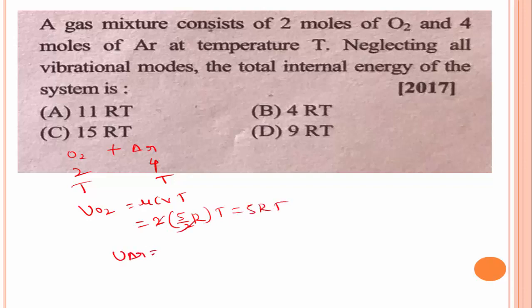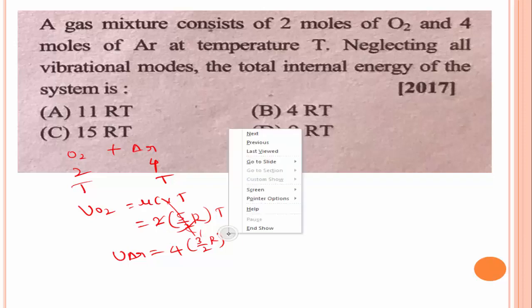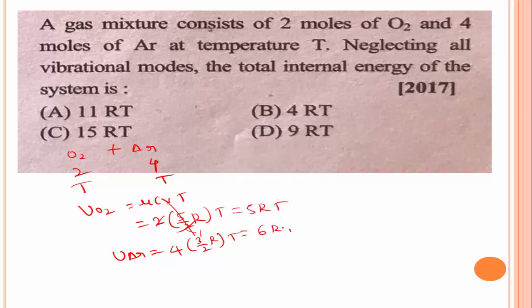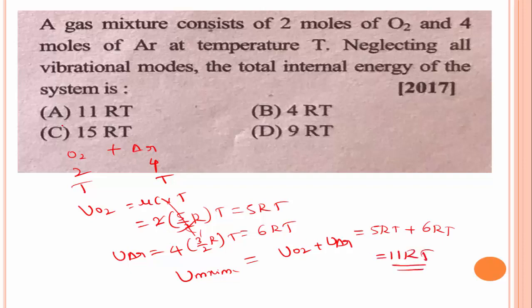For argon, it has 4 moles. It is a monoatomic gas molecule, for which Cv is 3 by 2 R. So 4 into 3 by 2 R into T is equal to 6RT. Then the internal energy of the mixture is the internal energy for oxygen plus that for argon, 5RT plus 6RT, equal to 11RT. Option A is the right answer.